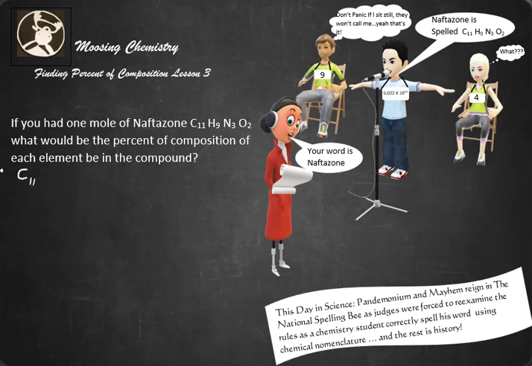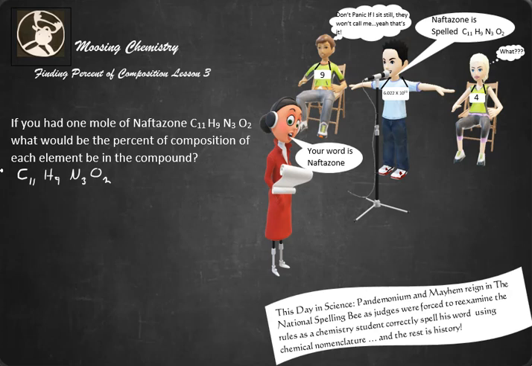C11, H9, N3O2. So what that means is we have 11 carbons, 9 hydrogens, 3 nitrogens, 2 oxygens. All right, now we want to find the individual mass of each of these elements. How do you do that? Well, you look on the periodic table.